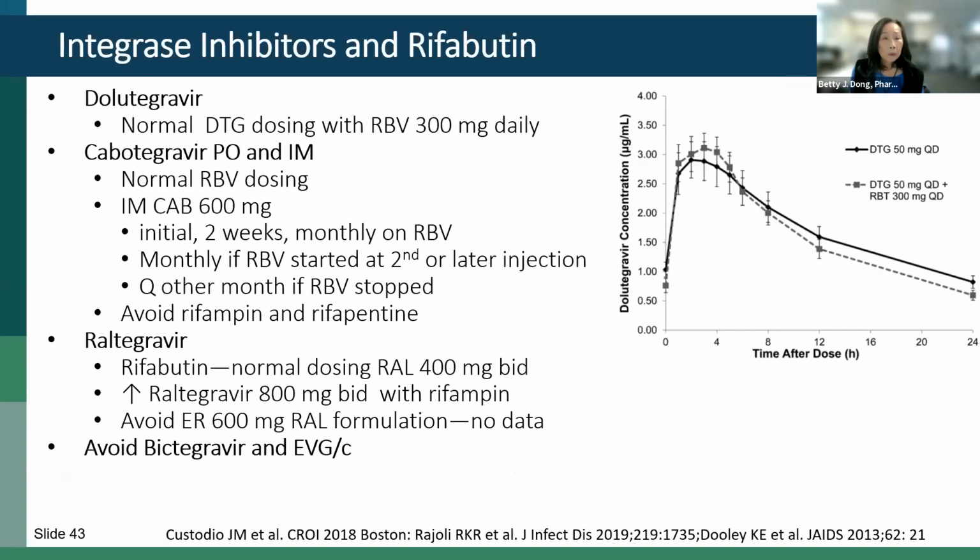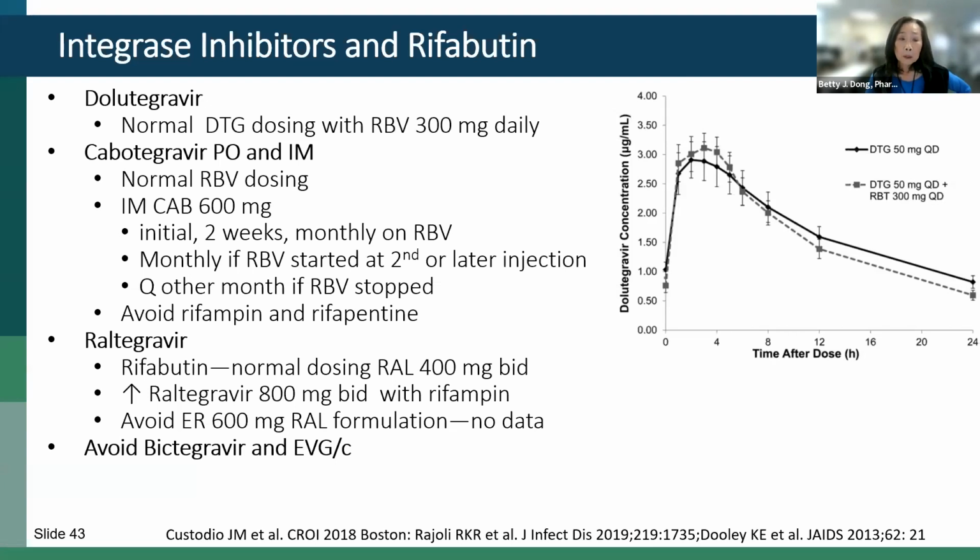So what data do we have with integrase inhibitors and rifabutin and other antiretrovirals? Fortunately, we have some PK data that shows that when you give dolutegravir 50 milligrams once a day and add rifabutin, you can see from the curve here that there was no change in drug concentration. So we don't need any dosing changes with dolutegravir with rifabutin at 300.